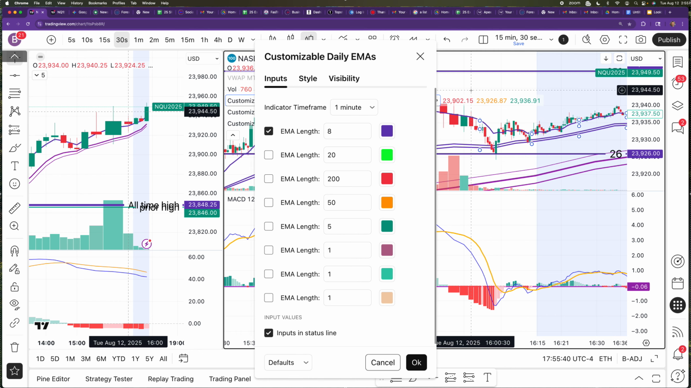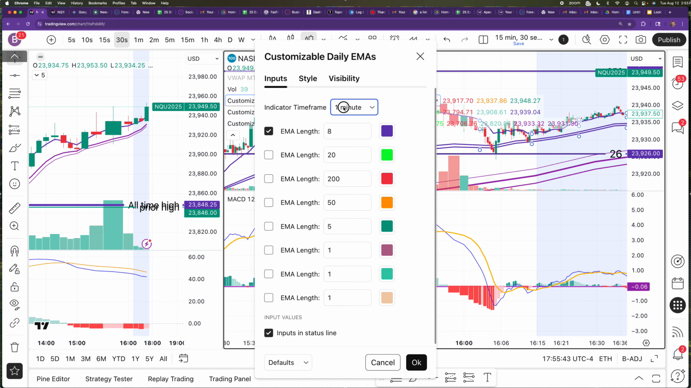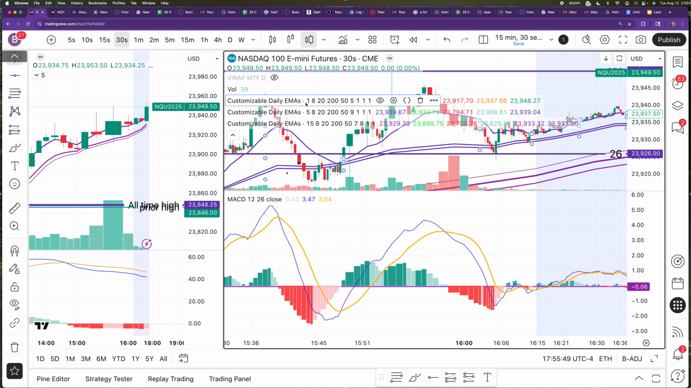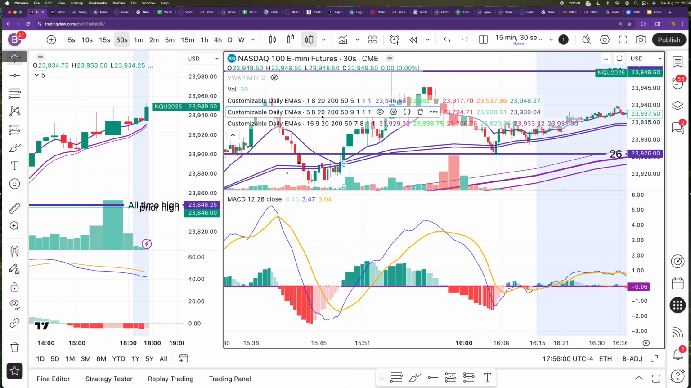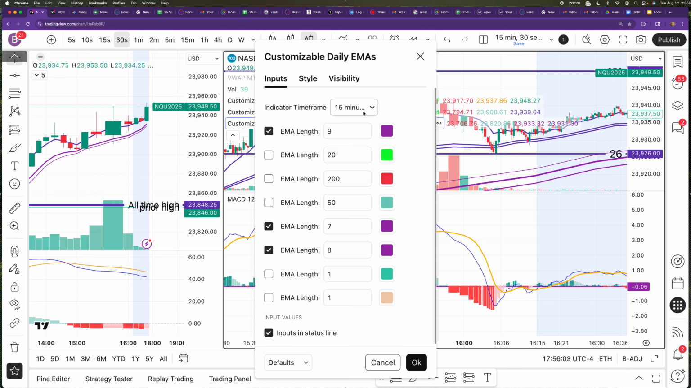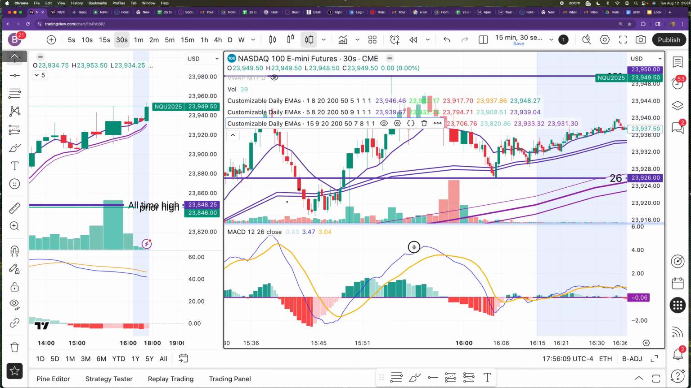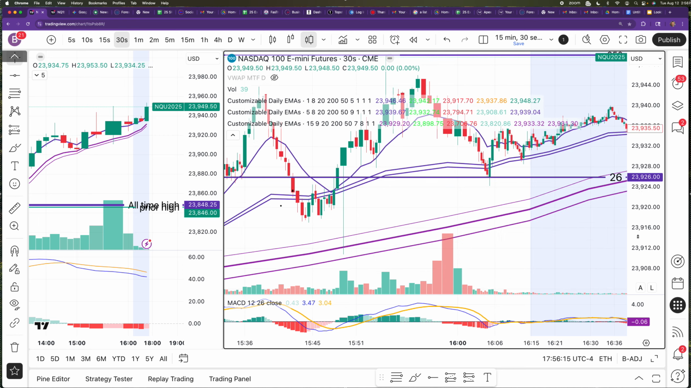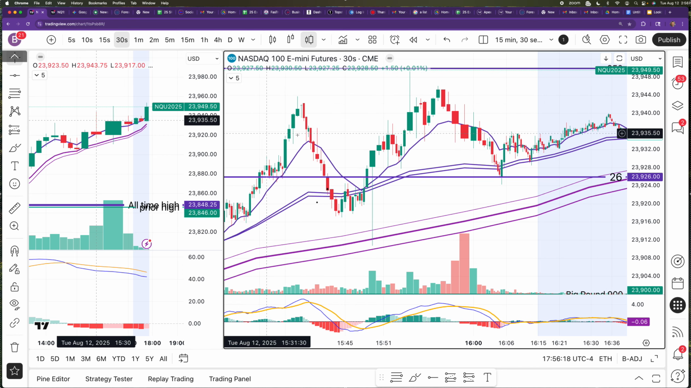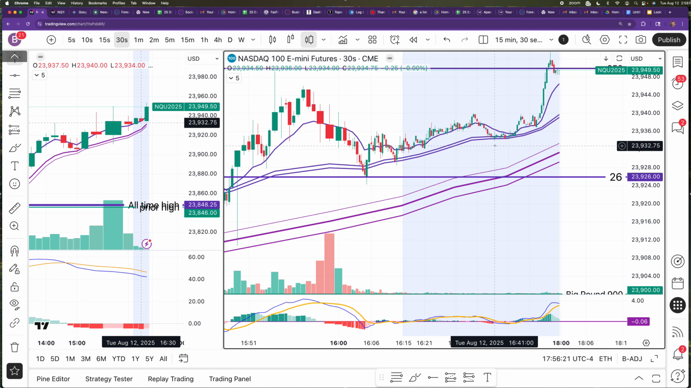For example, I've got the 1 minute, okay, and this is where I can pick that, the 1 minute 8 EMA on my 30-second charts here. I've also got the 5 minute 8 and 9 EMA on my chart here, and that's these two. I've also got the 15 minute 7, 8, and 9 EMA on my charts. Now, why do I have 3 different EMAs, 1 minute, 5 minute, and 15 minute on a 30-second chart? Well, it's because price responds and reacts to all those EMAs, okay?